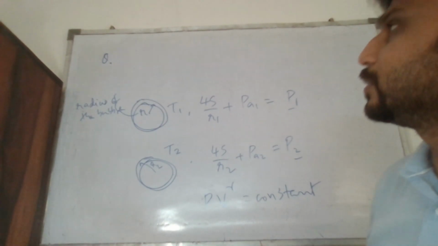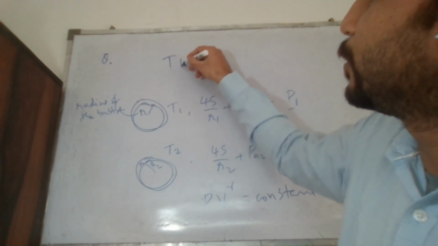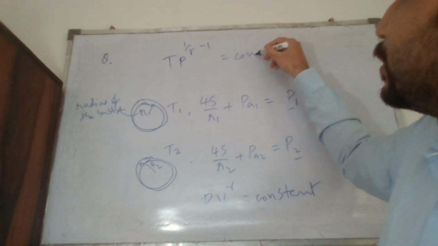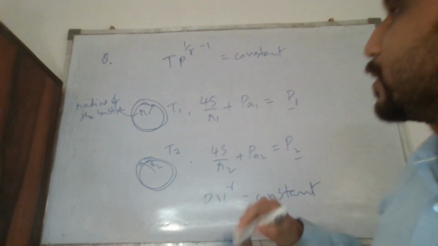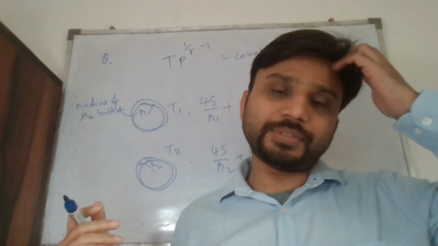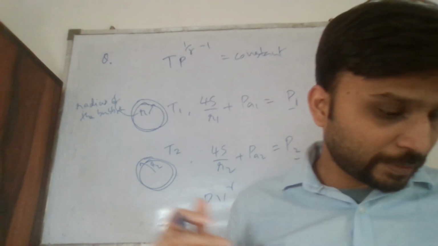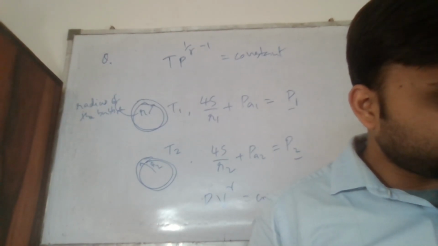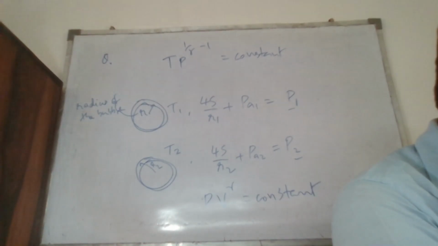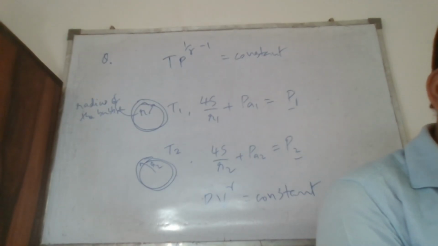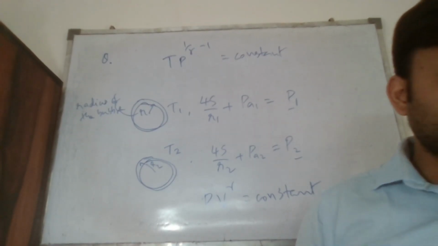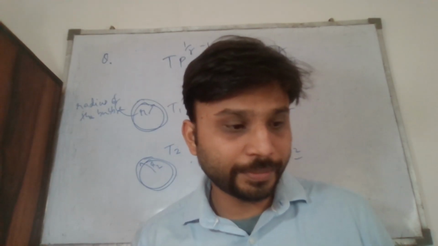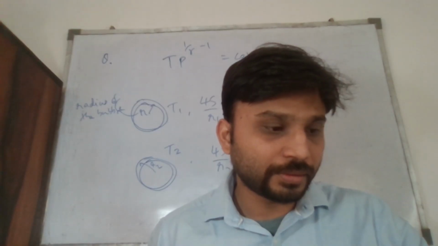We have one more equation, T P to the power 1 upon gamma minus 1. This is also a constant. So this is also a useful equation. So we have multiple statements which we have to check about. Right. All right.